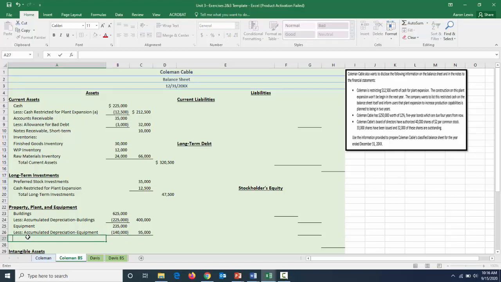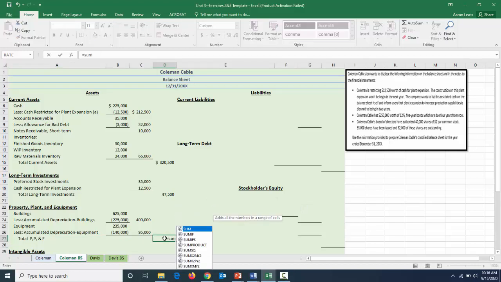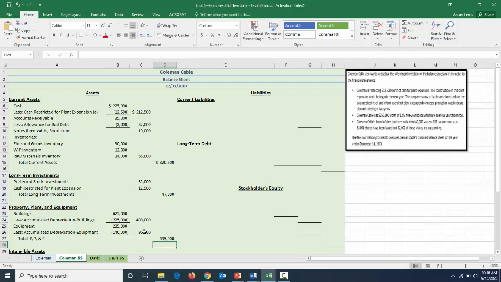And since that's our only two things that go in this classification, we can put our total in. And I'm just going to put total PP&E. You could put total property, plant, and equipment if you wanted to. It's fine too. And that is going to be equal to the book value combined of both of our pieces of PP&E. In total, Coleman Cable has $495,000 worth of property, plant, and equipment.